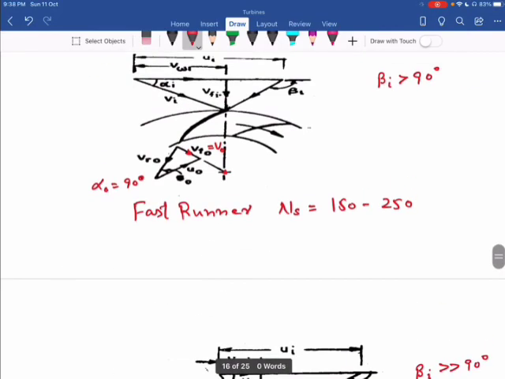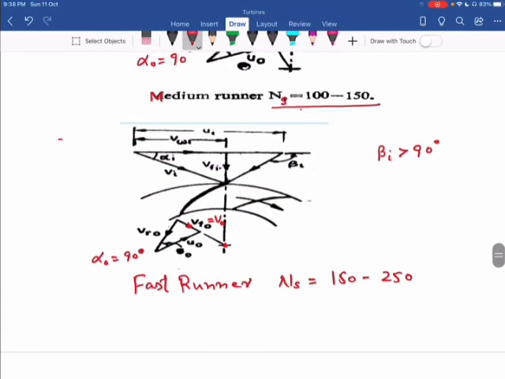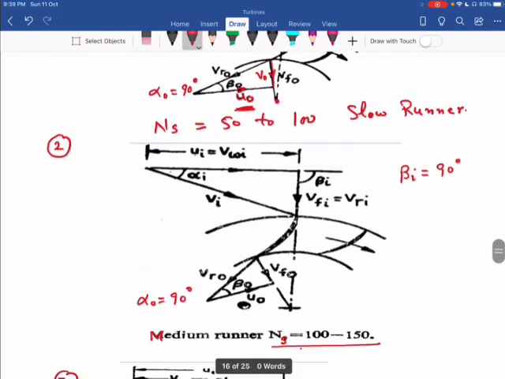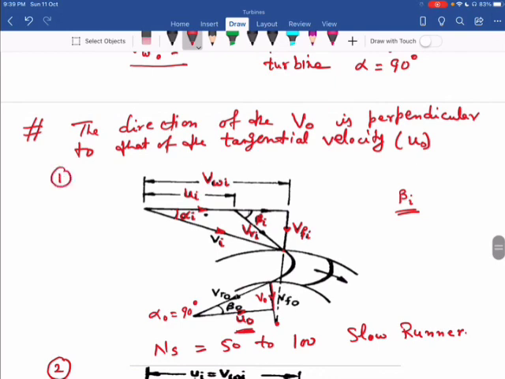However, these three shapes, the third one, the second one, and the first one, where angle beta I is less than 90 degrees, these three are for the Francis turbine.